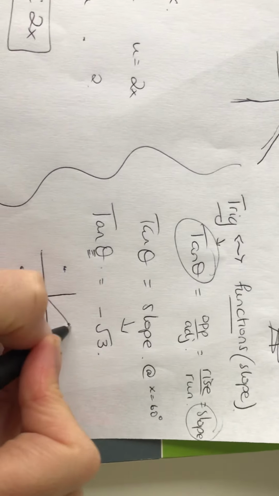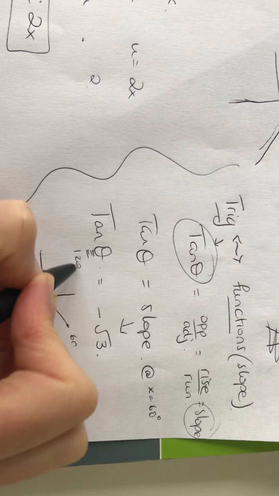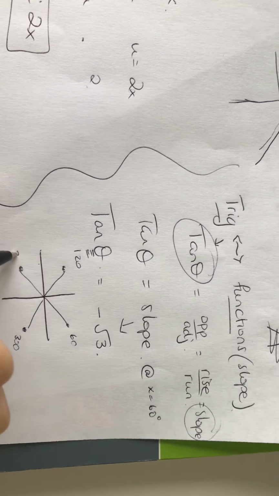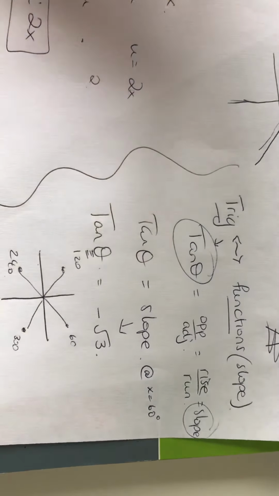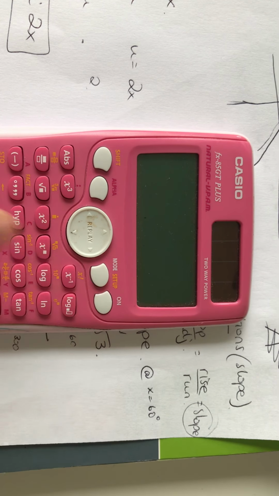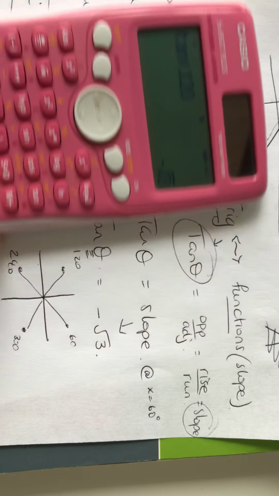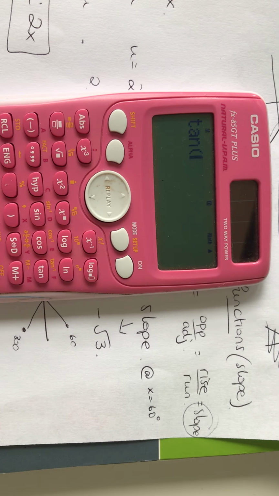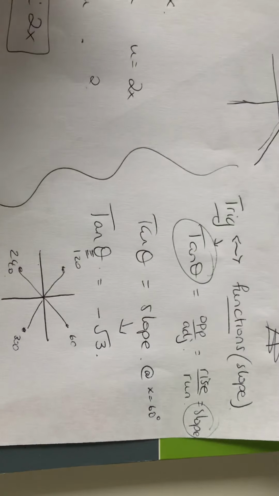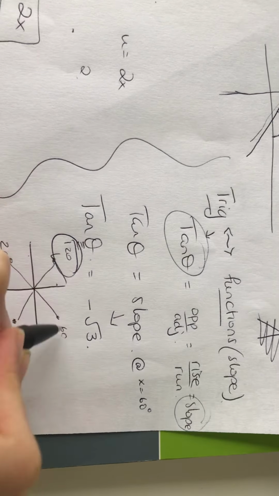So 60, 300, 120, and 240. Check your calculator. What does the tan of 60 give me? Root 3. No. Tan of 120 minus root 3. Tan of 240, now I'm already gone past where I know I'm going. That's a root 3, and the tan of 300 is going to give me minus root 3. But this is the answer, because this is like, that's an answer and that's an answer.